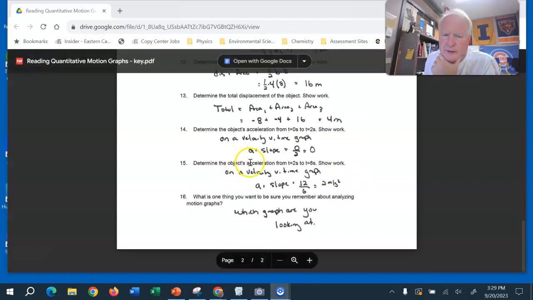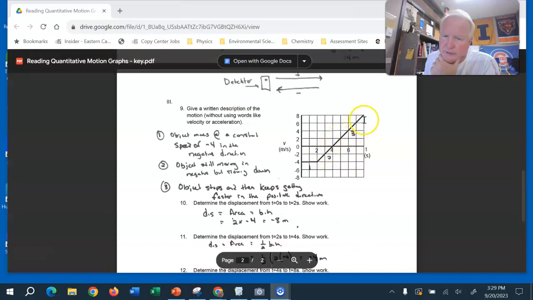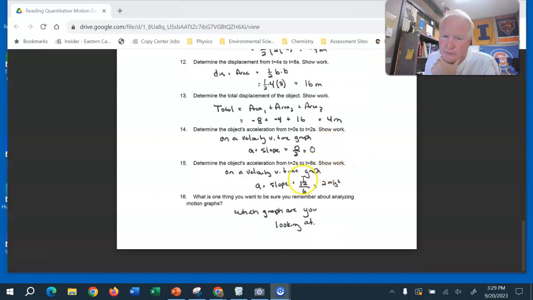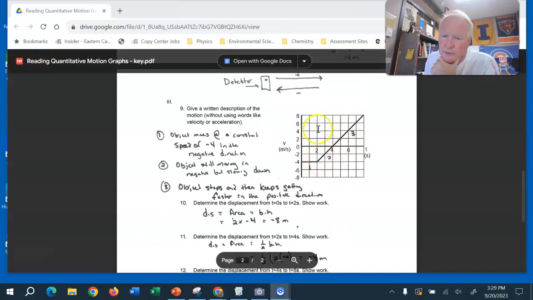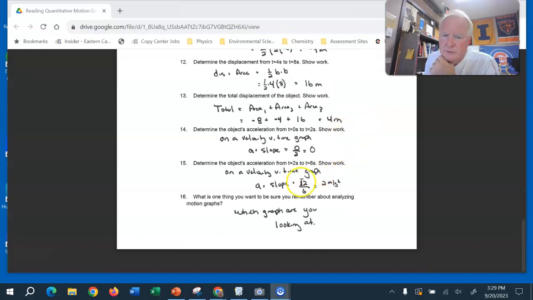All right, determine the object's acceleration from 2 to 8. Well, now we have to find the slope of this line. And we can do it in little bits and pieces, or we can do the whole thing. So I did the whole thing. I just said, okay, started right here. My rise is from -4 to 8. So the total rise is 12. And then the run is from 2 to 8. So from 2 to 8, the run is 6. And so I just did 12 divided by 6, I get 2 meters per second squared.